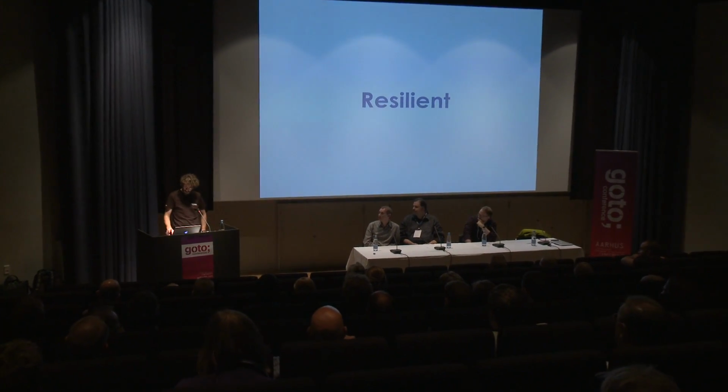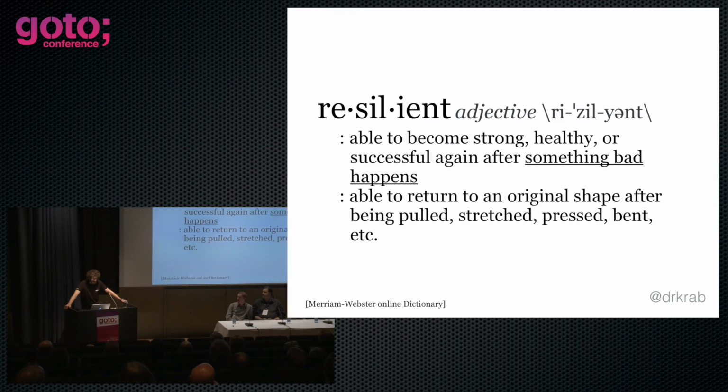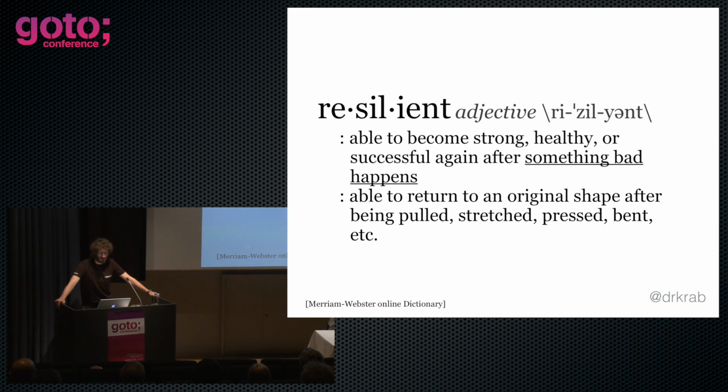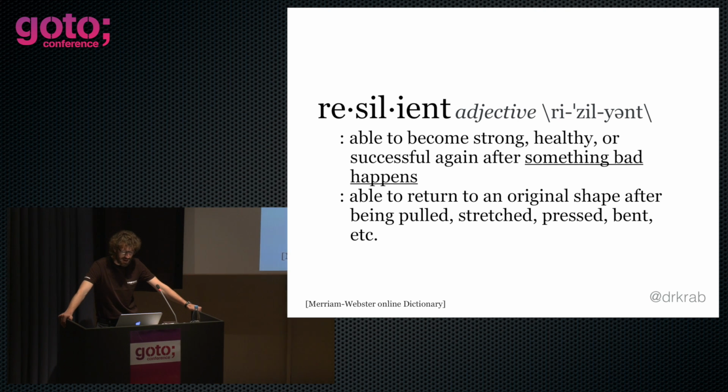And resilient, if we just look it up in the dictionary, I'll just read this out loud. Resilient is able to become strong, healthy, or successful again after something bad happens. Or able to return to an original shape after being pulled, stretched, bent, etc. So here you get the idea. This is a very exact term for a system coming back together after something bad happens, or after the system is stressed or bent. Basically recovering after some kind of fault or error or stressful situation. And that's the second property.